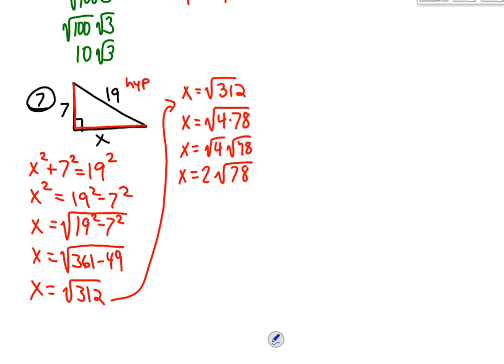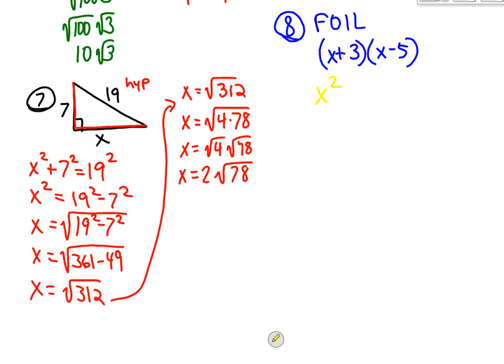The next problem that I want to do is I'll number it as number 8, and that's a reminder of the FOIL method. First, outside, inside, and last when we multiply two binomials times each other. So x plus 3 in parentheses times x minus 5 in parentheses. So just a reminder of how we do that, and I'll kind of go through it step by step. The first terms are right there, x times x. X times x is x squared.